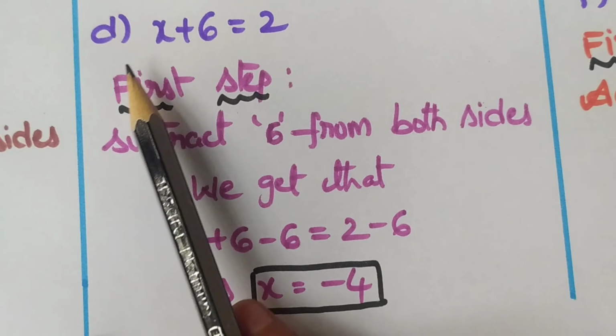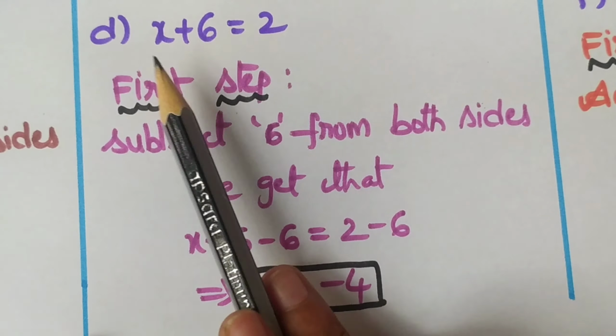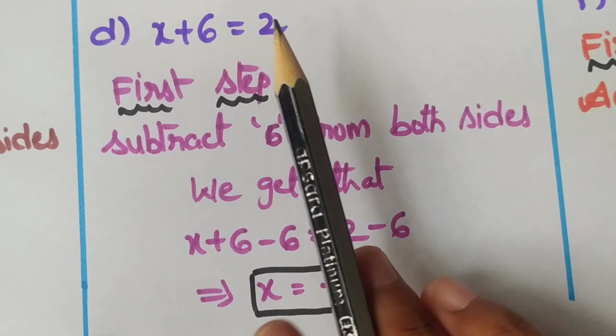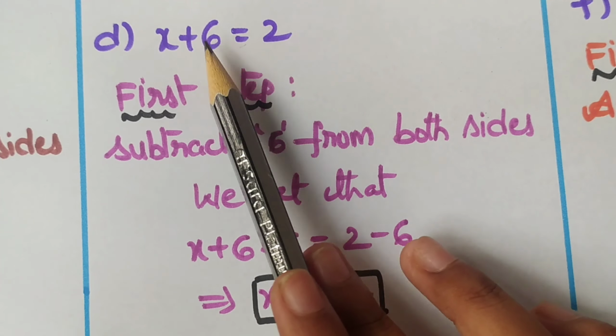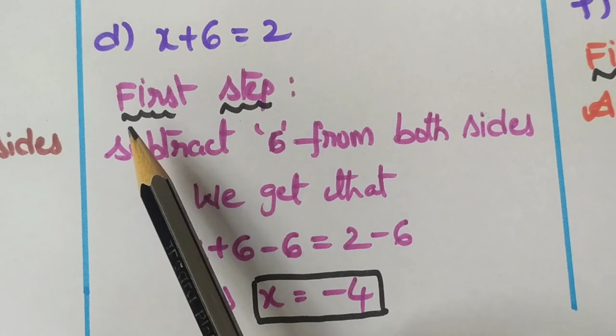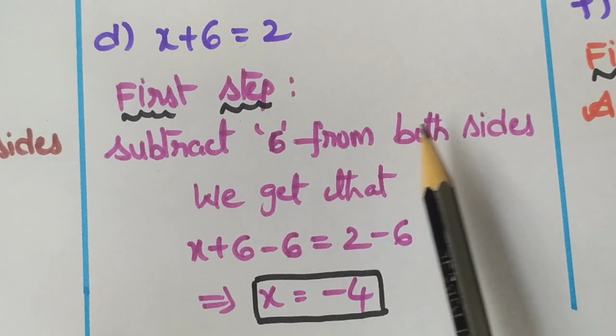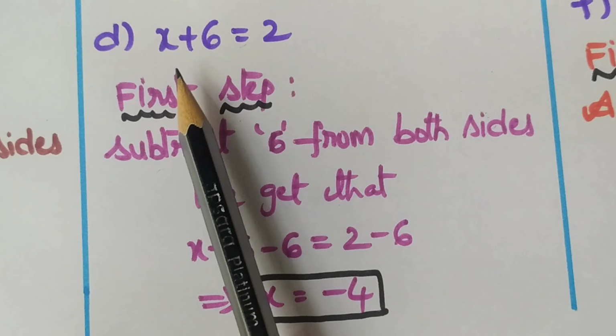Okay friends, now let us see D bit. x plus 6 is equal to 2. Here it is plus 6. That means we have to do the opposite to that. So it is minus 6. Now the first step is subtract 6 from both sides.